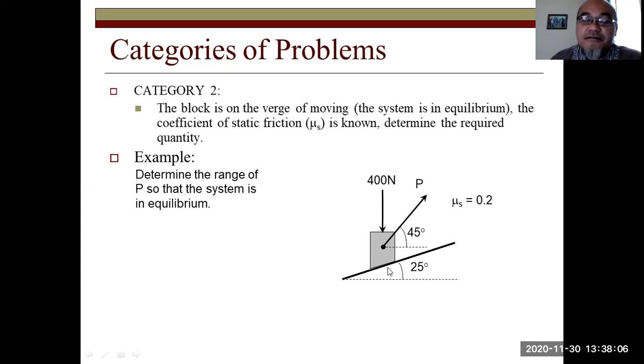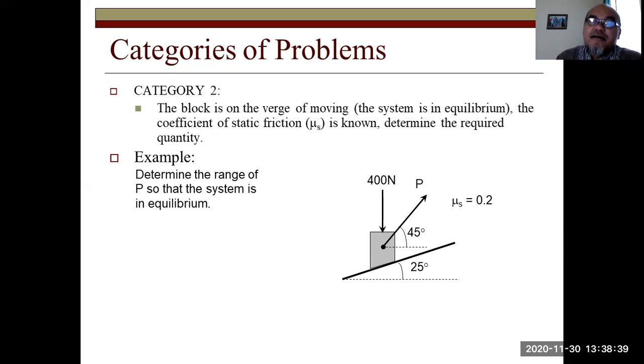Example here, we have the block on a slope at a 25-degree angle to the horizontal line. Then a force P is applied at 45 degrees to the horizontal line. Mu s is 0.2. A 100 Newton force is applied vertically downward on the mass. Now, what is the value of P so that the system is in equilibrium?